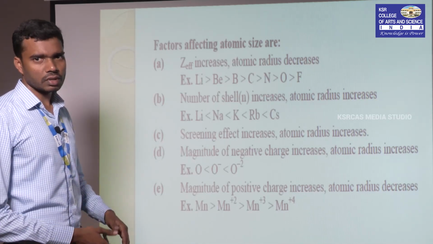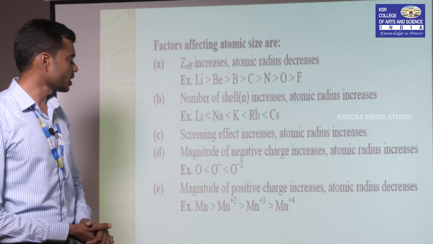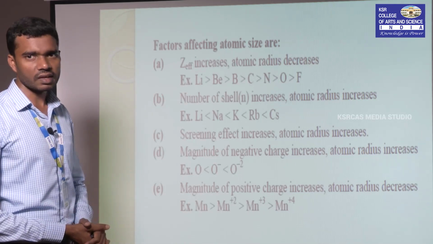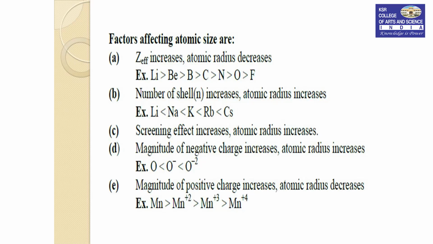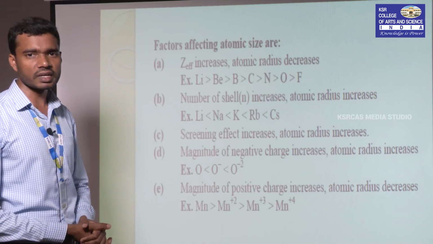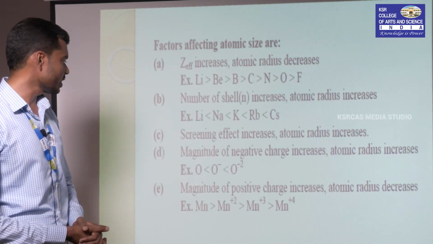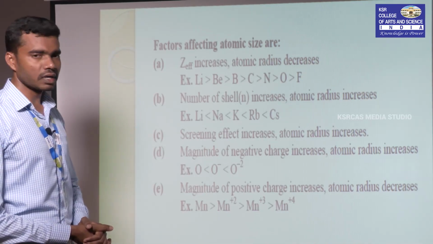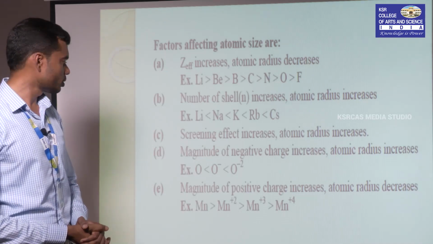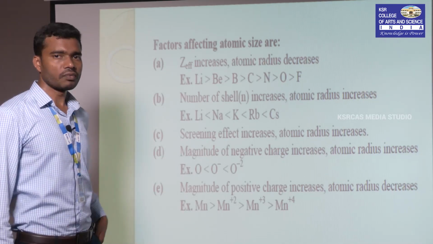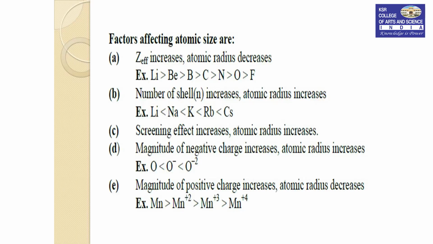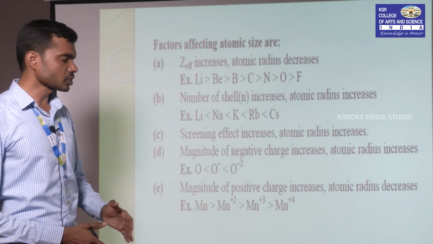The next one is the magnitude of negative ions. Negative ions increase the atomic radius. And the final one is the magnitude of positive ions. As positive charge increases, the atomic radius decreases. For example, if we take manganese 2 plus and manganese 4 plus, the Mn 4 plus atomic radius is very low compared to manganese, because it loses 4 electrons.